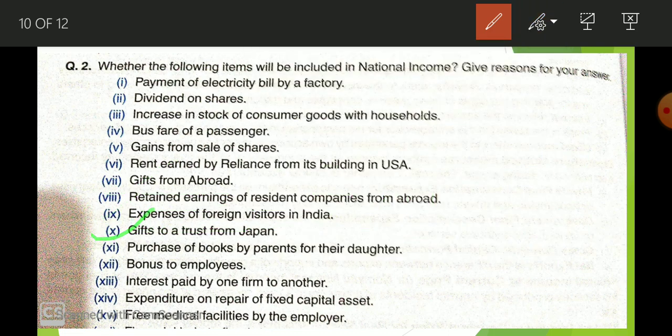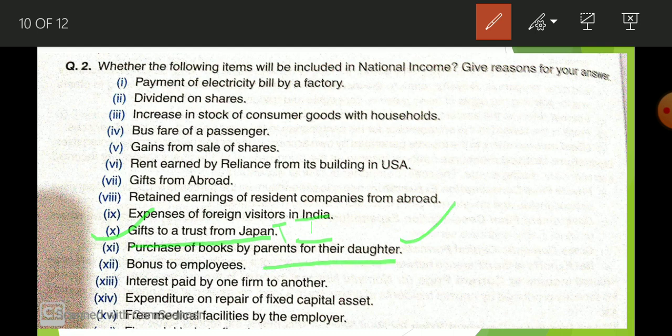Next is gift to a trust from Japan. Any type of gift, economic help given or received, is never included. Why? Because it is a transfer income.